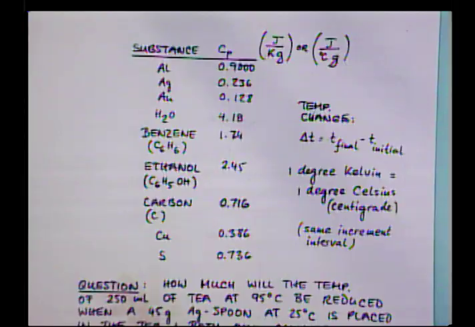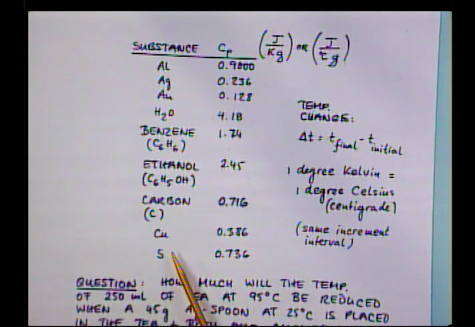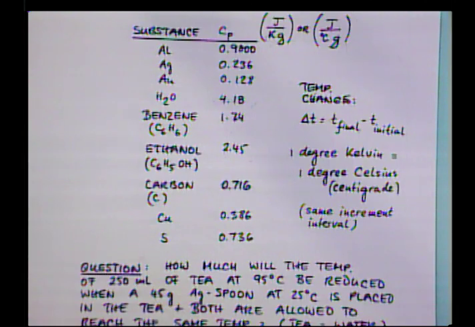Water has a very high heat capacity, 4.18. Benzene, an organic solvent, is 1.74. Ethanol for drinking is 2.45. Carbon is 0.716. Pretty high. We wouldn't expect that. Copper is 0.386. Sulfur is 0.736. And of course, there are many, many other values that we can find for other chemicals as well.